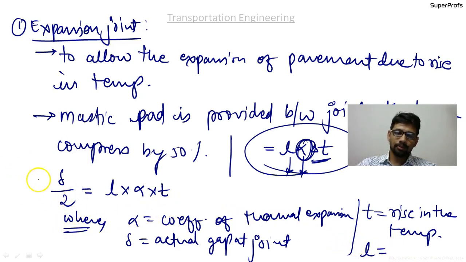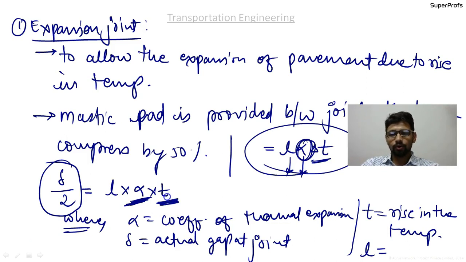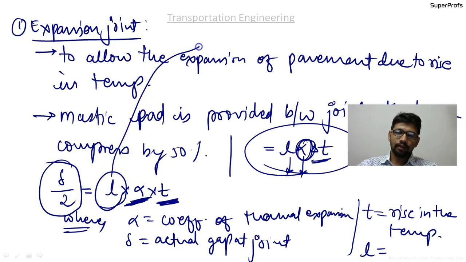So in this case what happens, see guys, delta by 2 can be fixed by us. Based on this delta by 2 value, or the delta value that can be fixed by us, alpha is going to remain constant for the concrete. T is the change in temperature that is going to remain constant for a particular location of the pavement. So L is the spacing of the expansion joint that we have to design.